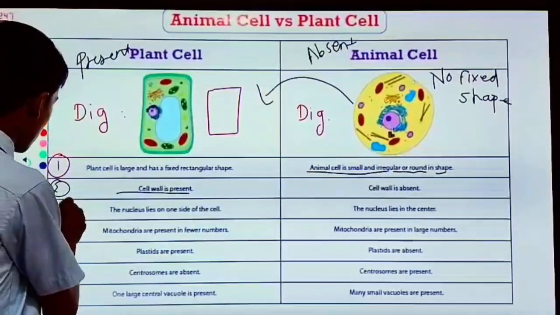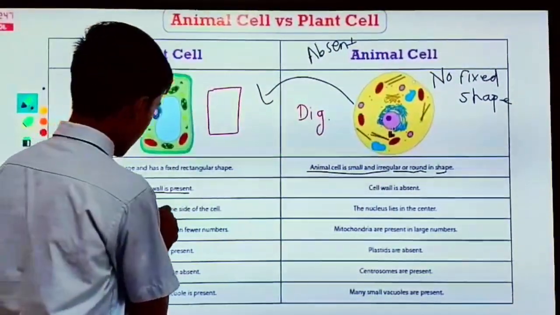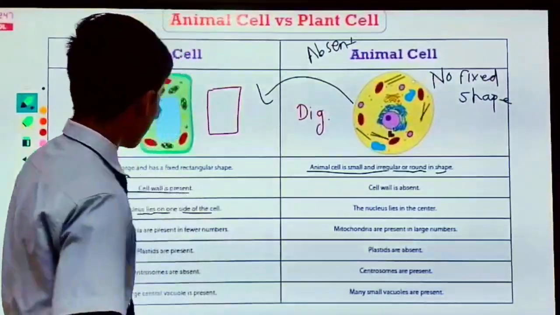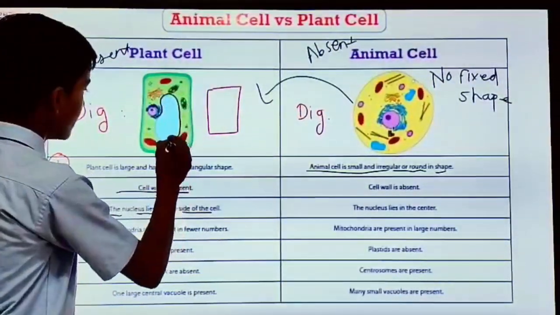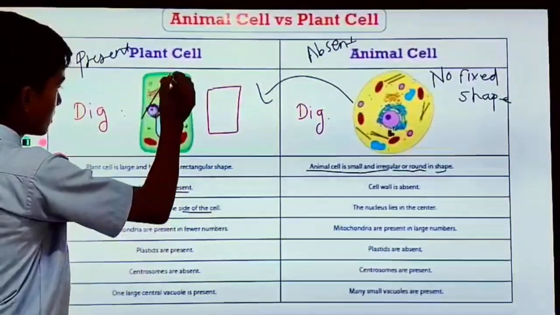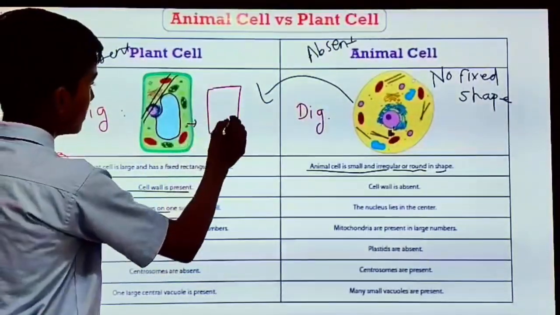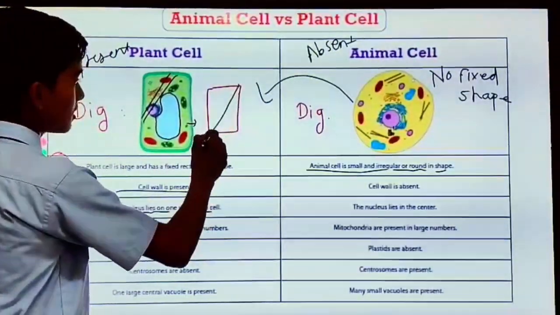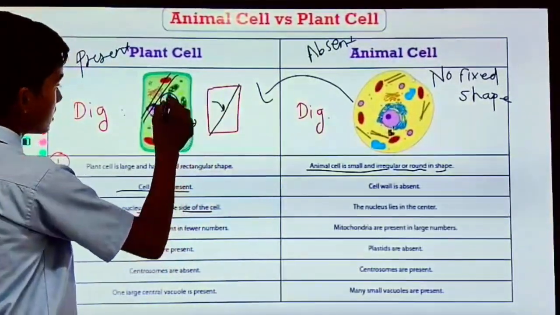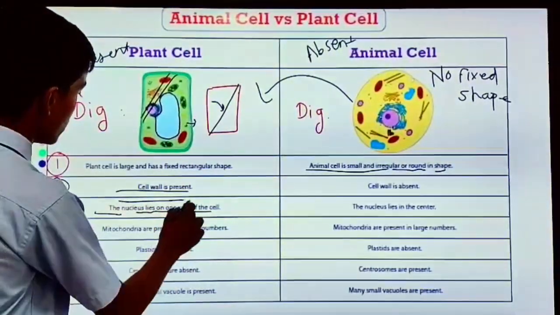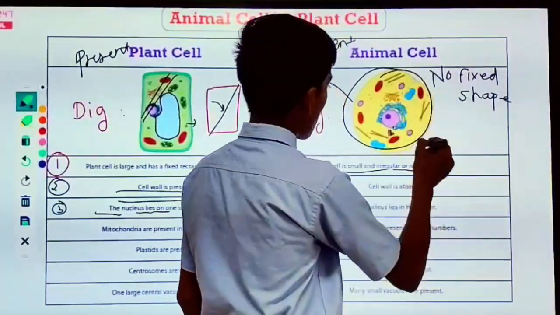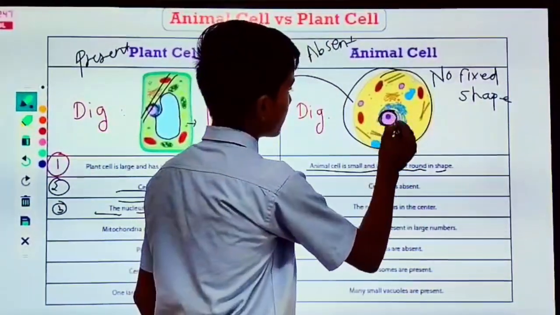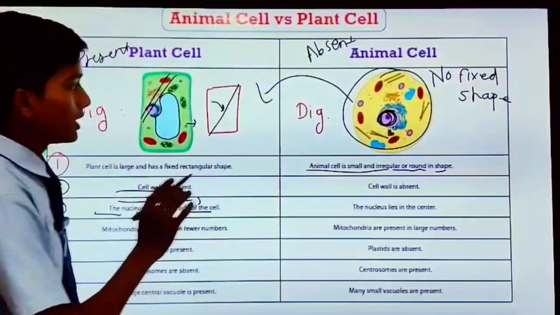Now the third difference is that the nucleus lies on one side of the cell. You can see here the blue color is given. It lies on one side, the right side of the cell in the rectangular shape. In the animal cell there is no fixed shape, but the nucleus lies in the center.